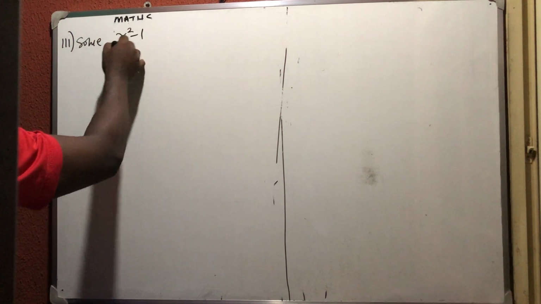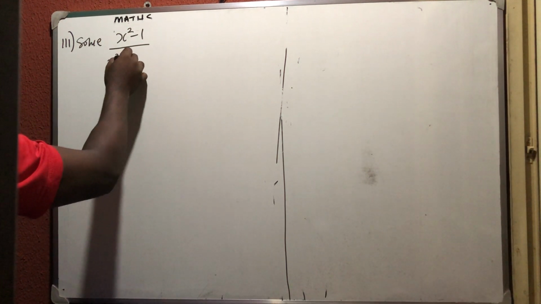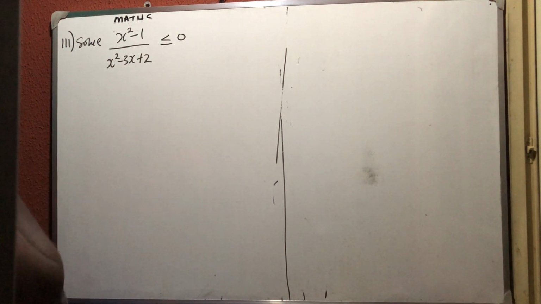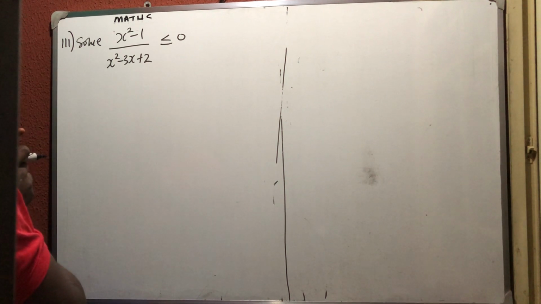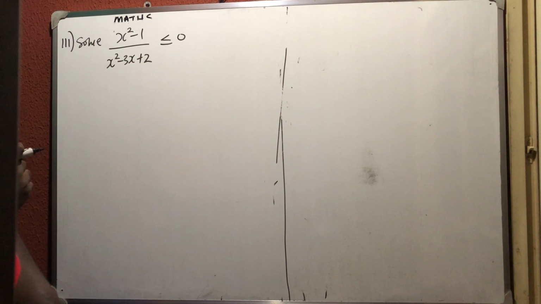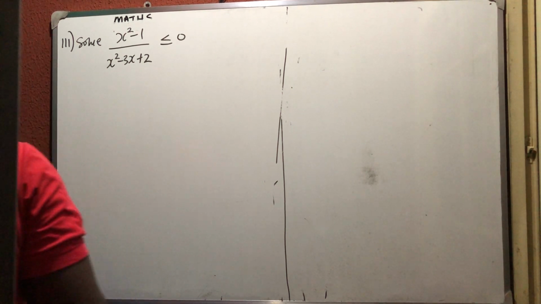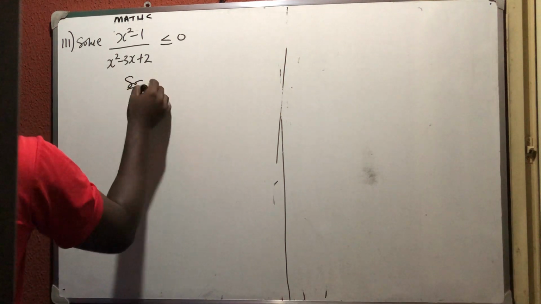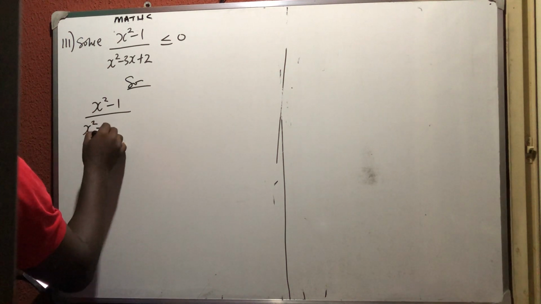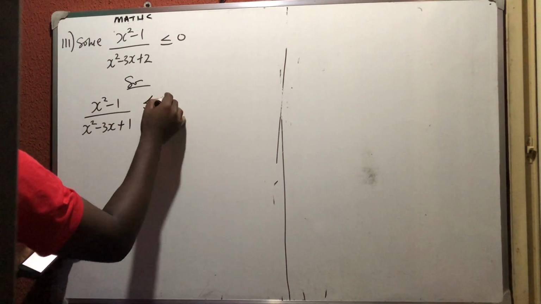So the next one, question 111, says solve (x² − 1)/(x² − 3x + 2) ≤ 0. We wish to solve this. Let us solve the numerator. Solution: I have (x² − 1)/(x² − 3x + 2) ≤ 0.